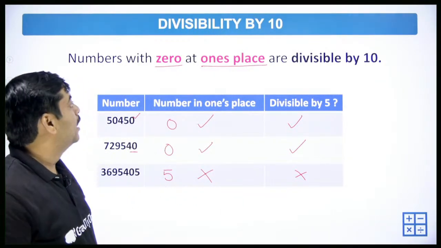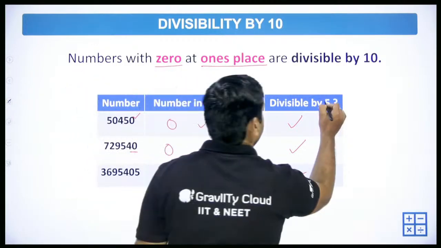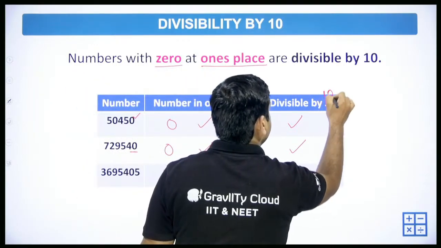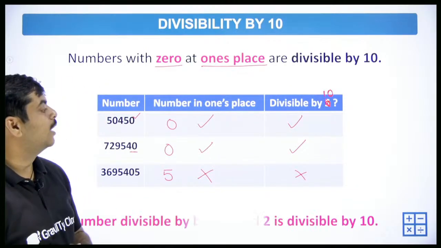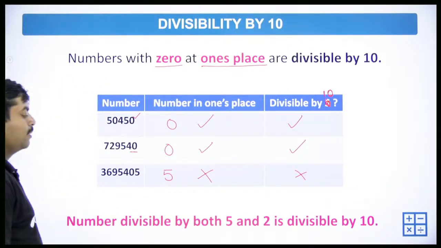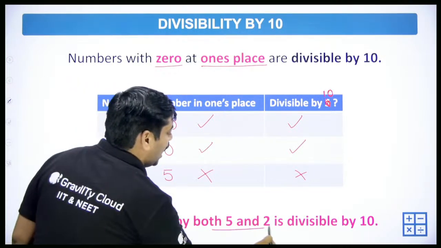Every even number is divisible by 2. So if there is an even number, we can definitely say that it is divisible by 2 already. Let's move forward again for the next one. A number can be divisible by both 5 and 2.